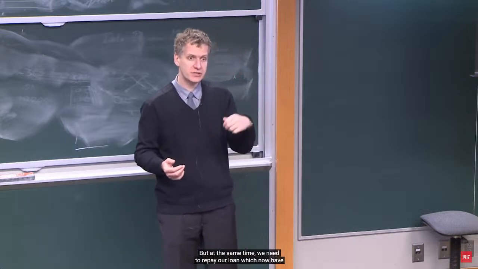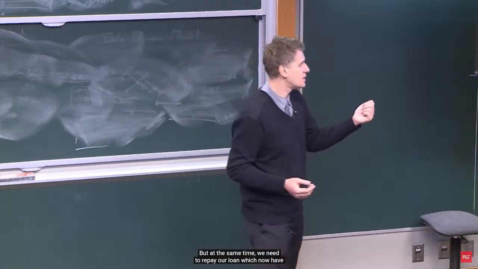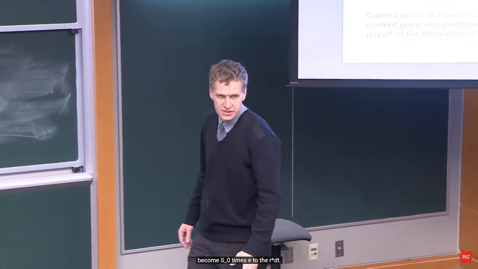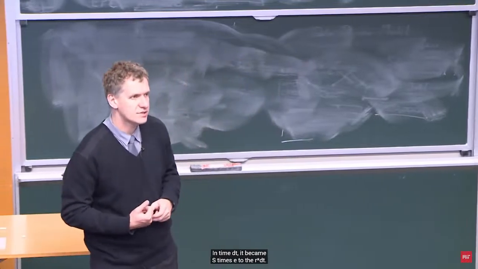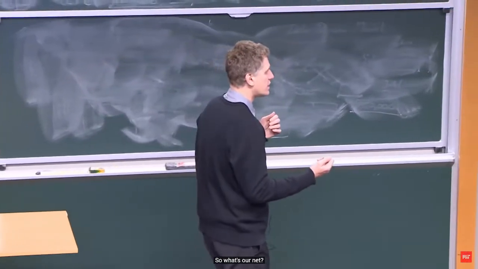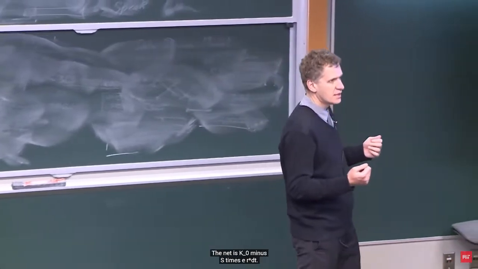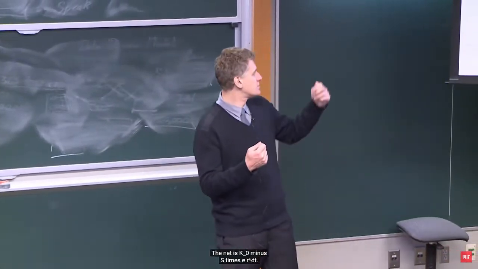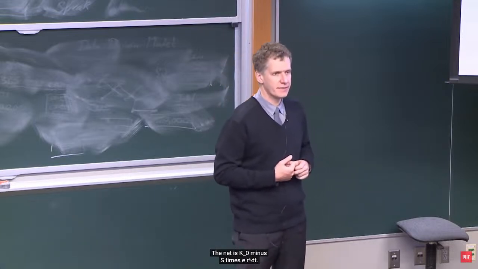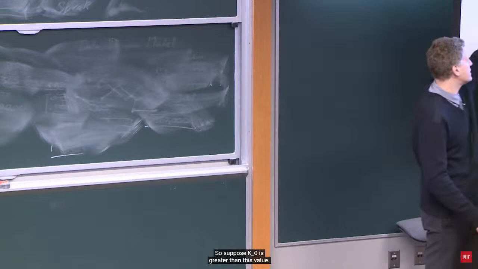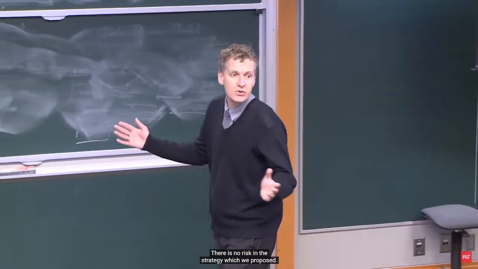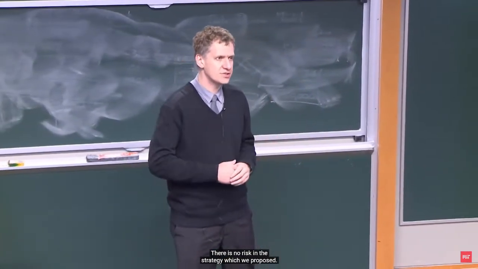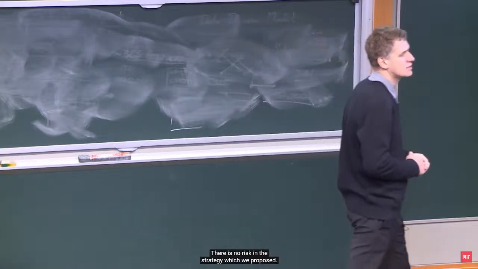But at the same time, we need to repay our loan, which has become S0 times e to the r dt. This is deterministic. We borrowed S0, and in time dt it became S0 times e to the r dt. So what's our net? The net is K0 minus S0 times e to the r dt. Suppose K0 is greater than this value. Then we made a riskless profit. There is no risk in the strategy which we proposed.